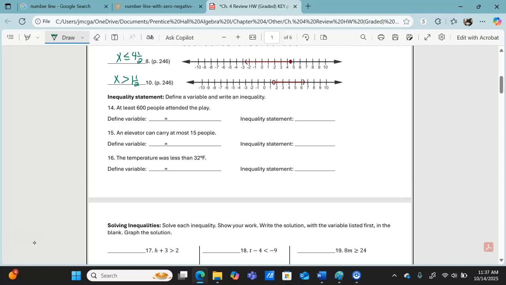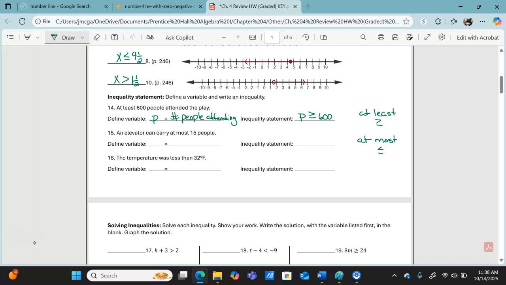Number 14, here we have to define a variable and write an inequality. At least 600 people attended the play. So we can say the number of people attending, or just simply the number of people, and that was at least, which means greater than or equal to. Remember, at least, we use greater than or equal to, and at most, we use less than or equal to. Those are in your flashcards.